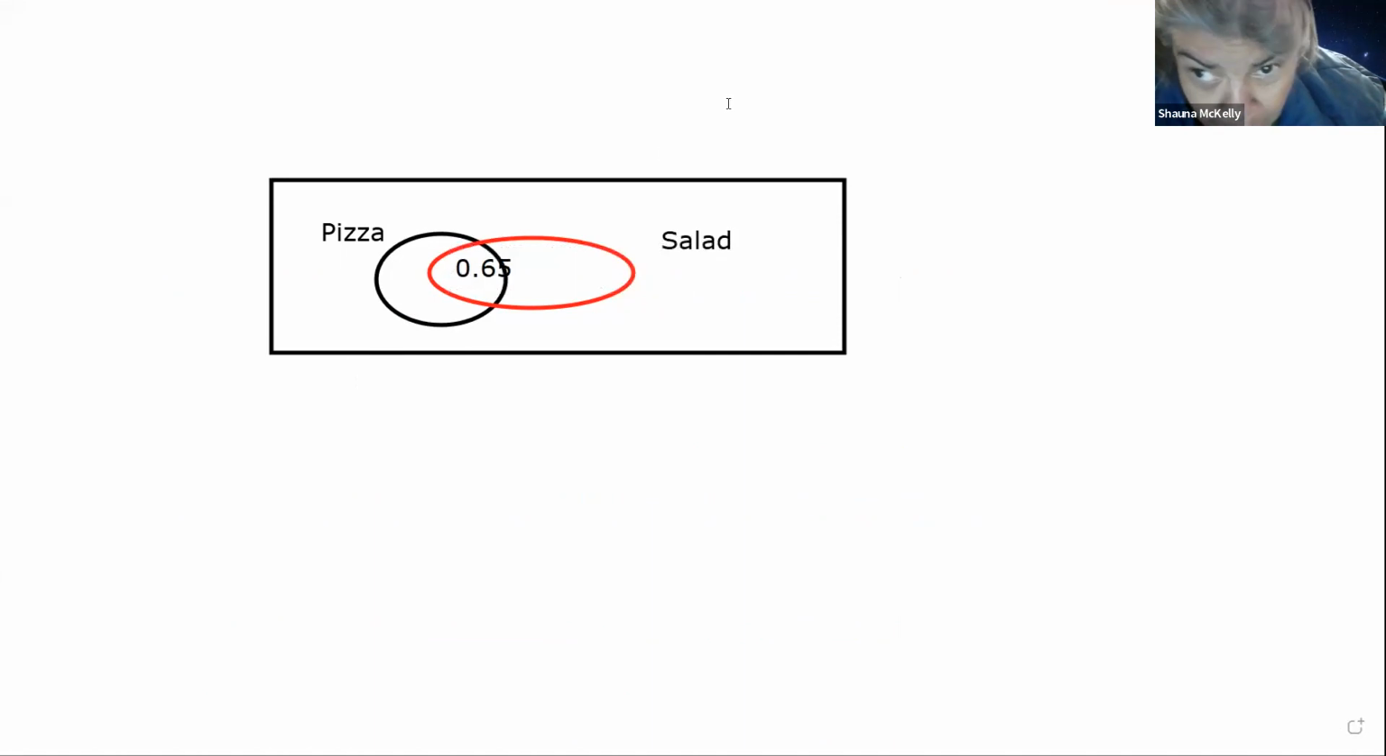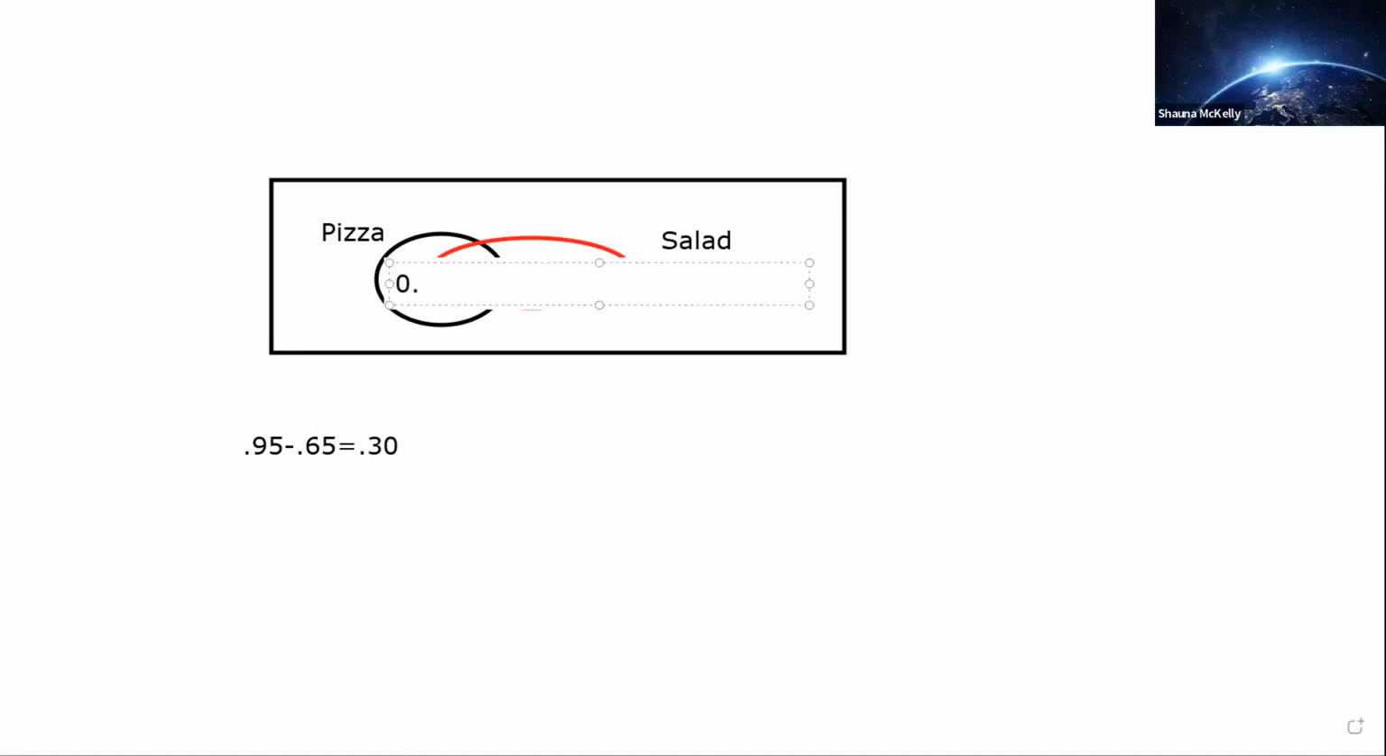That's my "and," okay? Let me move this over just a bit. So here's my 0.65. Now, this whole circle is 95%. So just for some perspective on this, here's what's going on. 95% of the people order pizza, 65% order both. So here you've got 95 minus 65. That gives you a difference of 30. Now what that is on this picture is this portion, 0.30.